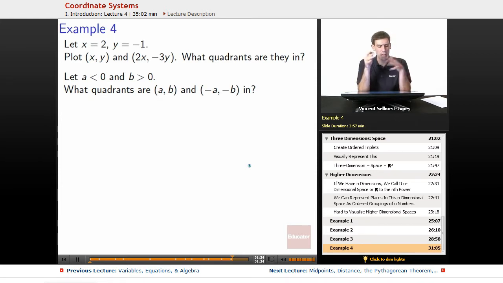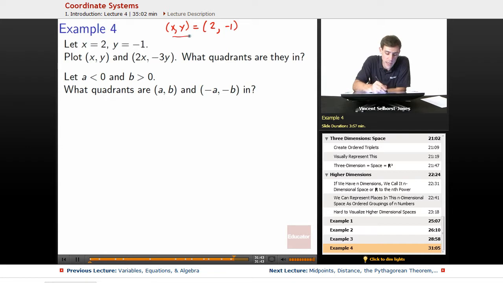So first off, let's do plotting x comma y and 2x comma -3y. We know what the value of x is, we know what the value of y is, so we can actually figure out what x comma y is, right? We just swap out the numbers, we substitute. X is 2, y is -1, and there is x comma y.